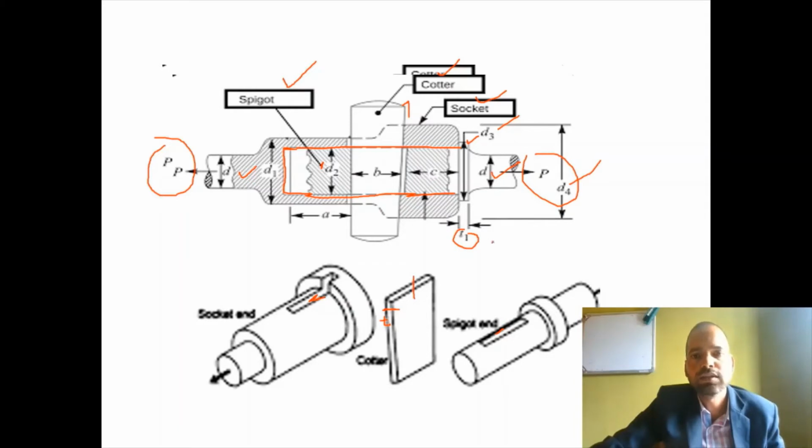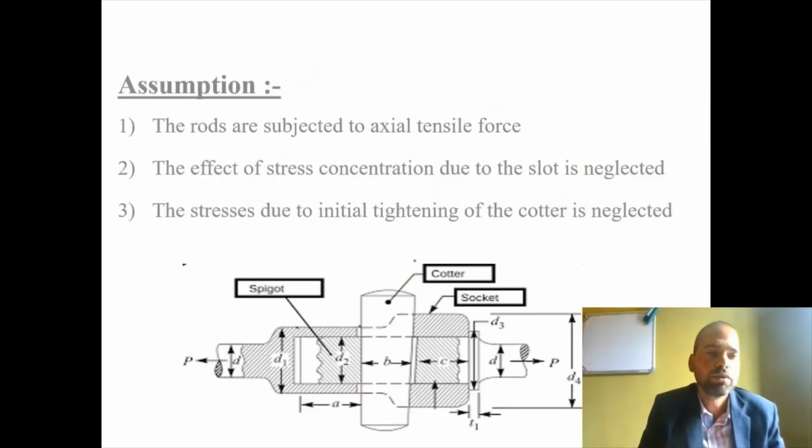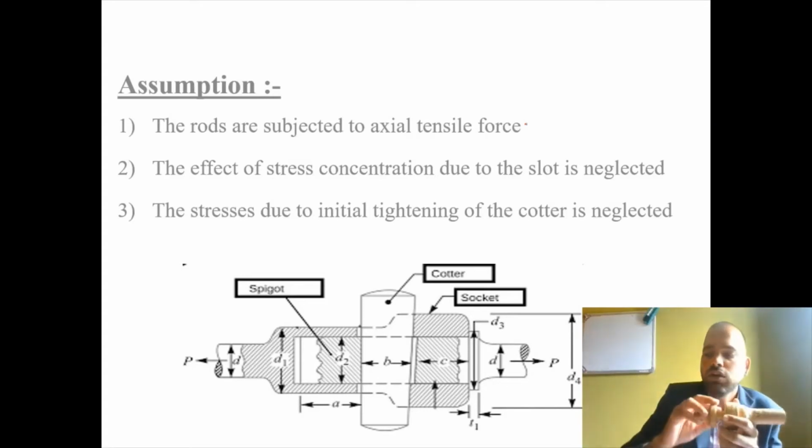So there are two drawings, one is the assembly drawing and one shows the different components in 3D, right. Before doing the design, we have to make some assumptions, or we have to assume some data. So what are those assumptions? The rods are subjected to axial tensile force. So we are assuming that these rods, that is spigot and socket, are subjected to axial tensile force, and when the tensile load is released, it is subjected to axial compressive force also, that we will discuss in due course of time.